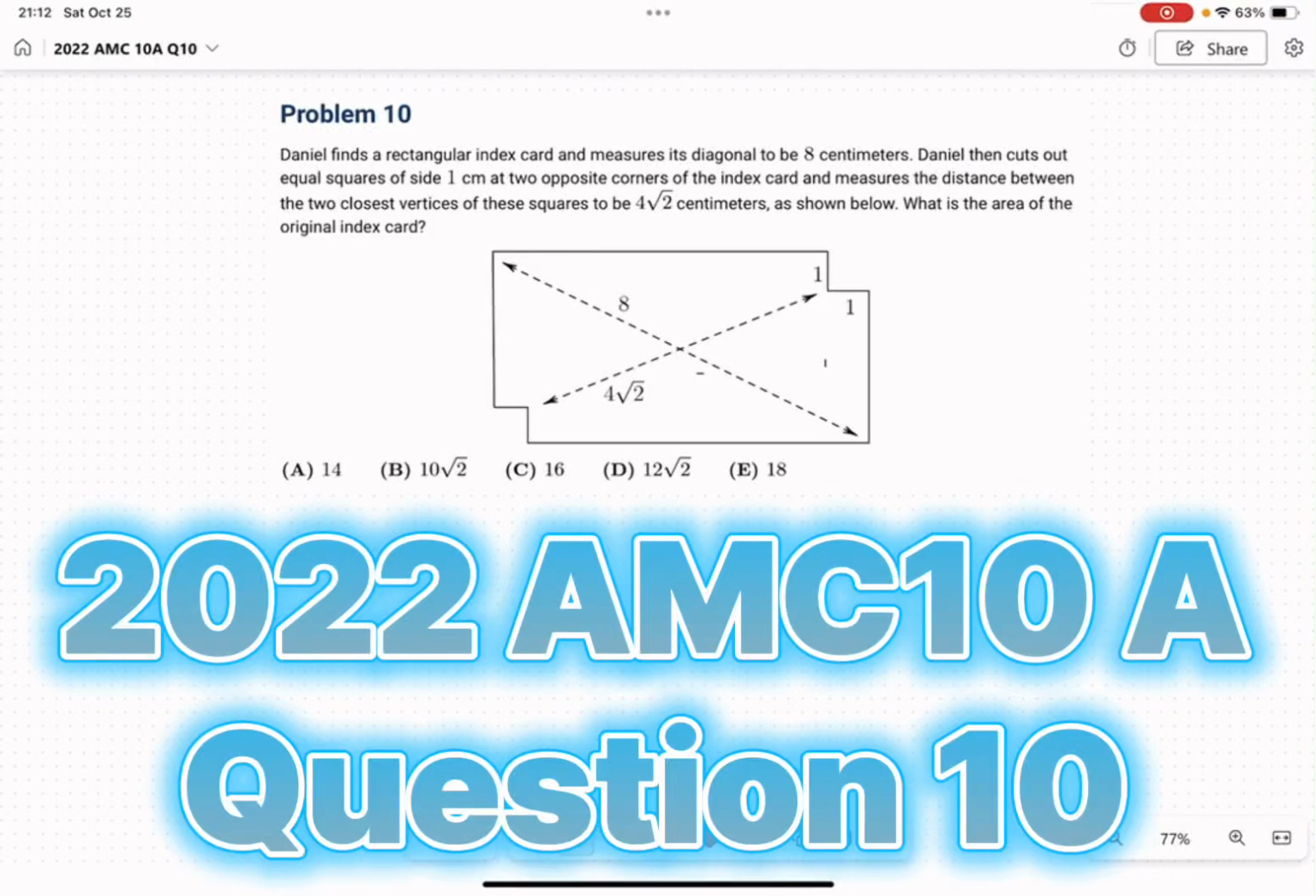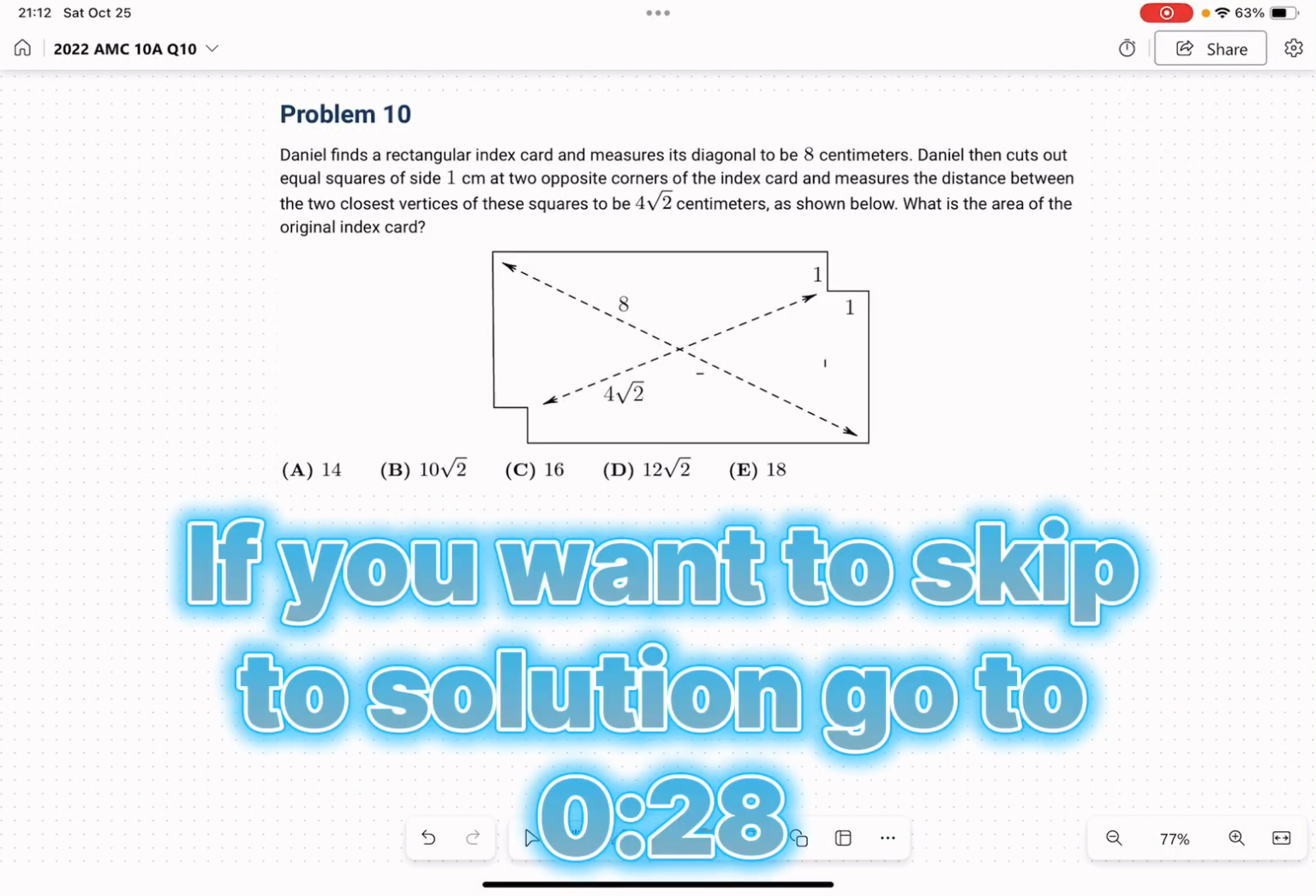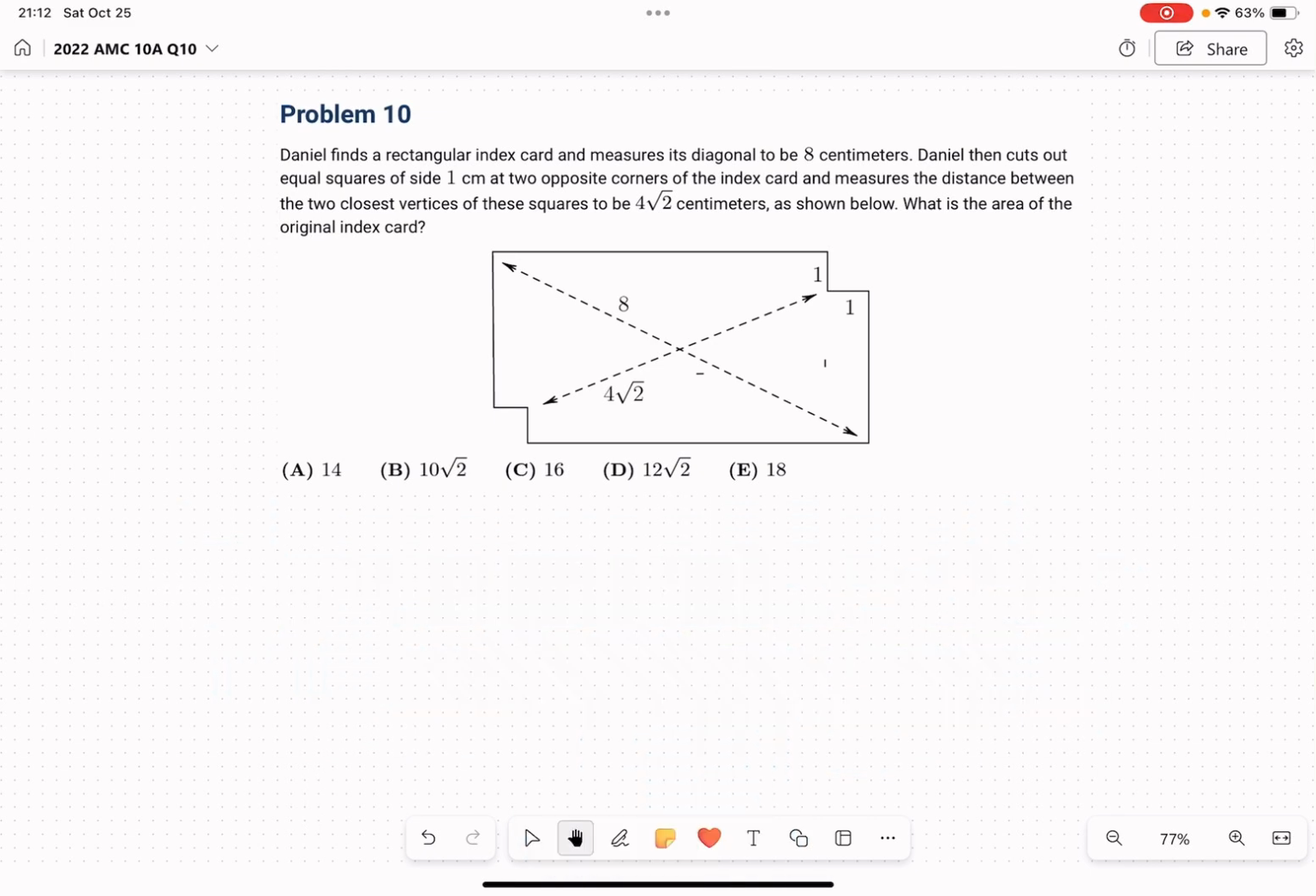This is question 10 from the 2022 AMC10A. And the question is, Daniel finds a rectangular index card and measures the diagonal to be 8 centimeters. Daniel then cuts out equal squares of side 1 centimeter at two opposite corners of the index card and measures the distance between the two closest vertices of these squares to be 4√2 centimeters, as shown below. What is the area of the original index card?